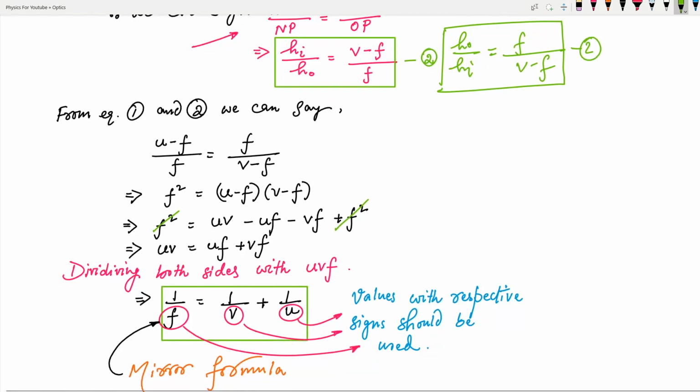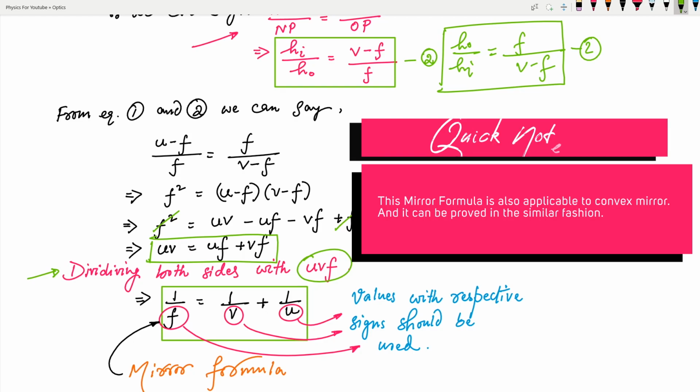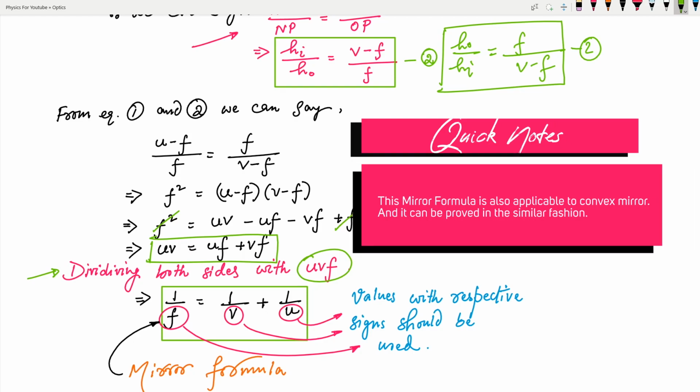If you cross multiply, you'll get f square is equal to u minus f multiplied by v minus f, and if you solve that, you'll get uv is equal to uf plus vf. Now if we divide both sides by uvf, we will get 1 by f is equal to 1 by v plus 1 by u. So this is basically the mirror formula that we needed to derive. This is all about the mirror formula derivation.